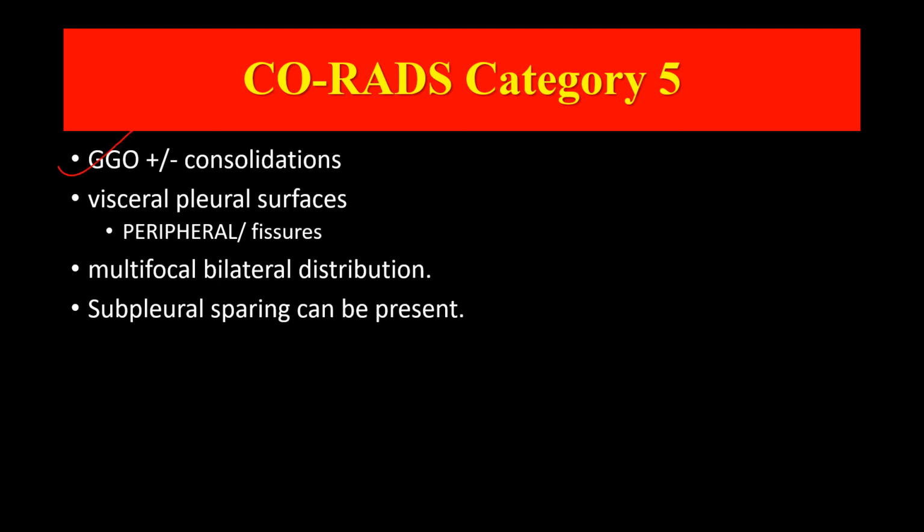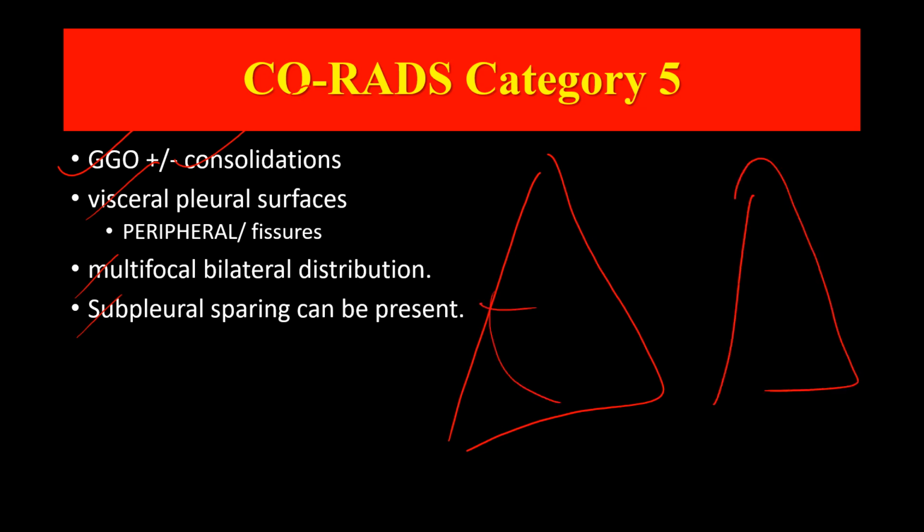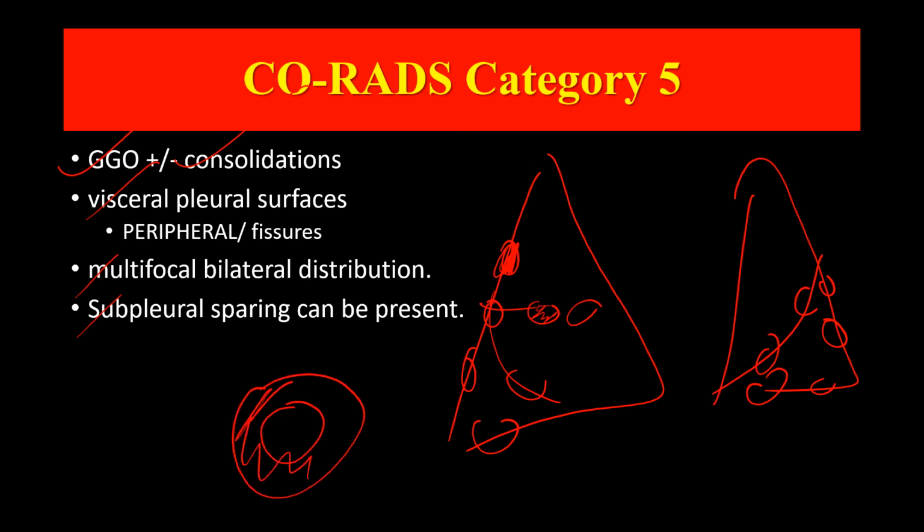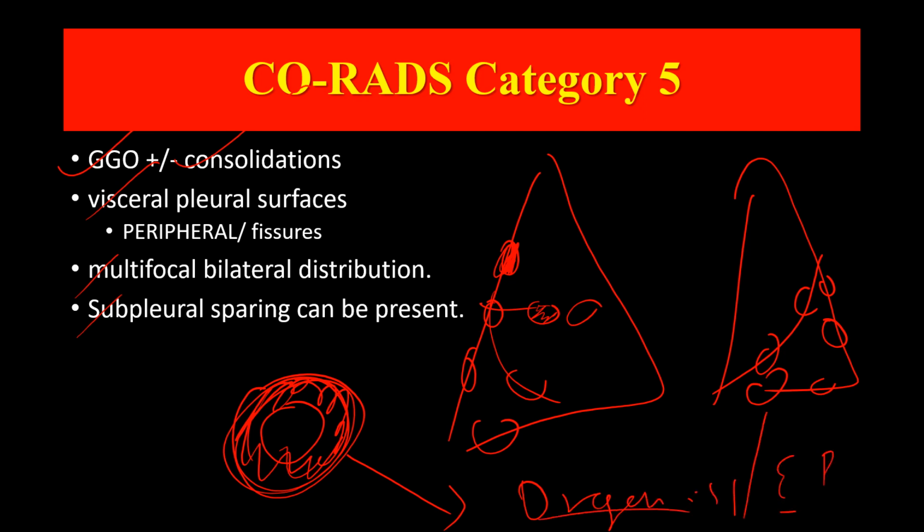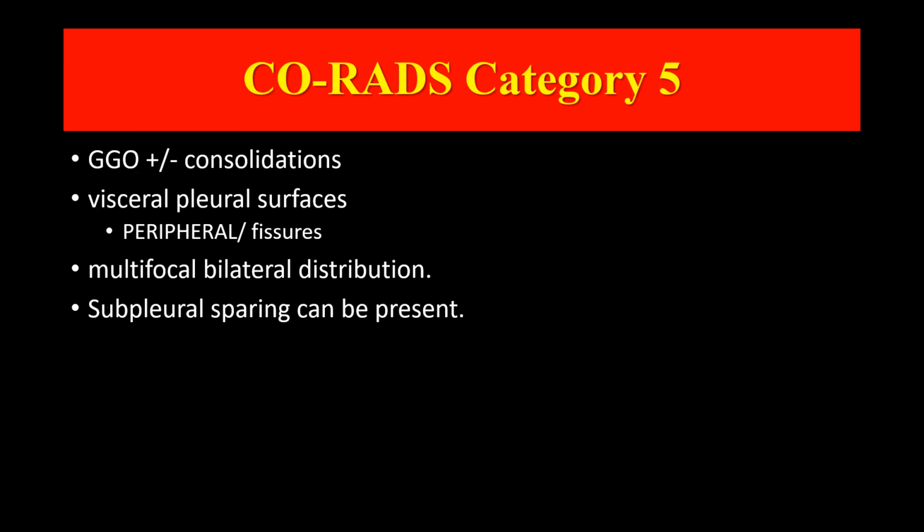That's when we call it CO-RADS 4. Now going on to CO-RADS 5, which will have all the typical features: ground glass opacities, consolidation along the visceral pleural surface, multifocal subpleural location. So if this is the lung, the lesions will be present along the visceral surface, along the fissures, peripherally located, not present centrally. It can be ground glass, it can be consolidation, subpleural, multifocal, peripheral, bilateral. If consolidation and ground glass are both present, it has a typical halo sign, that is peripheral consolidation with central ground glass, mainly in the subpleural location, typical of organizing pneumonia, cryptogenic organizing pneumonia, or eosinophilic pneumonia. So these are the typical features of CO-RADS 5.